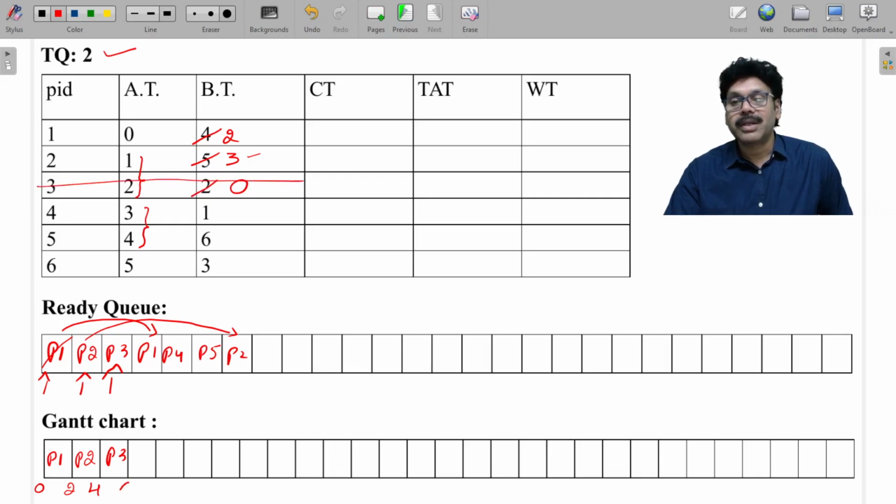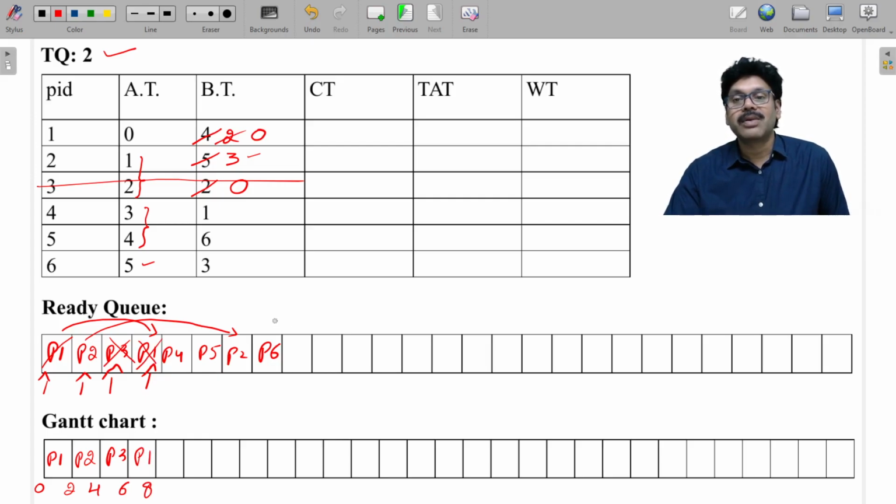P3 is completed at 6. So remove P3 from the queue. It won't join the queue. Now during execution of this process, one more process also came, namely P6. Right. Now the head of the queue is P1. Now P1 executed. How many? 2 units needed. Okay, successfully executed. Remove P1 from the queue.